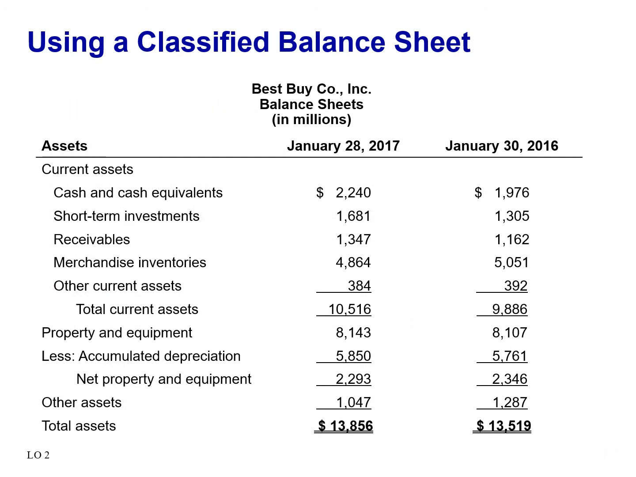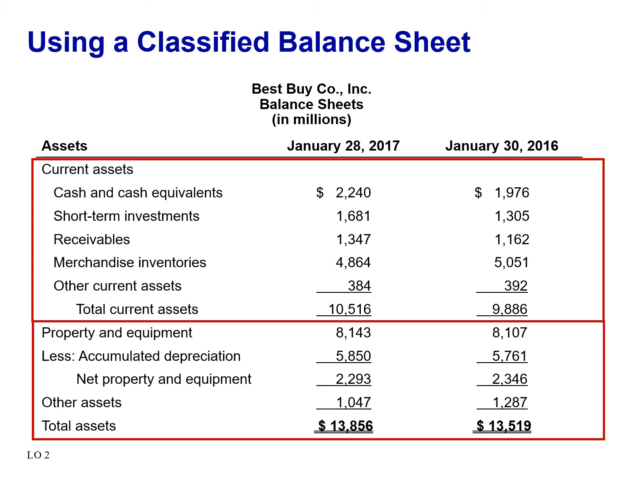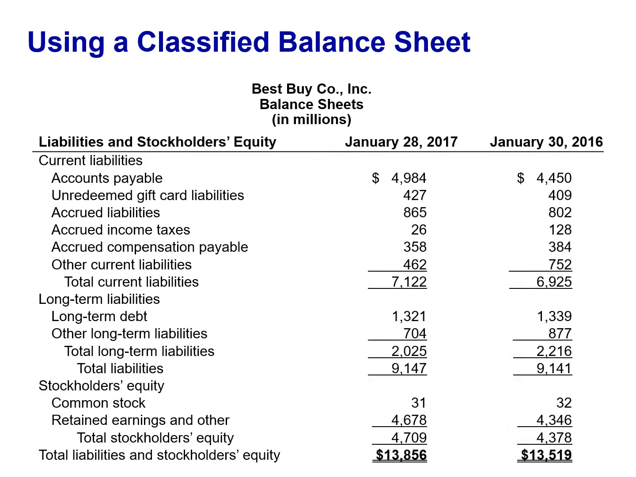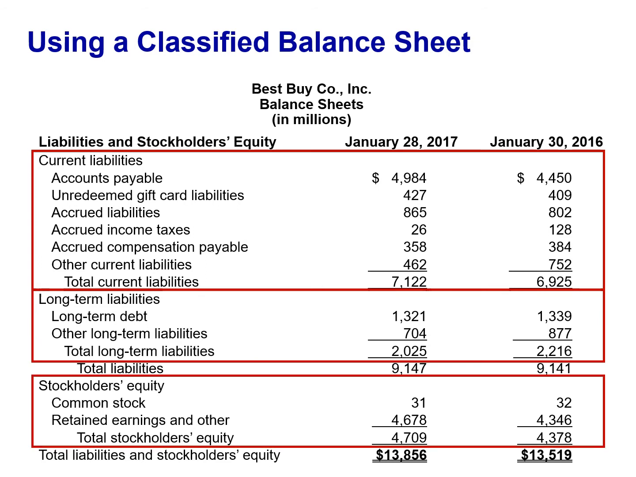Best Buy uses the following classifications. It identifies its current assets, and then it lists its property and equipment, and finally other assets. You can learn a lot about a company's financial health by evaluating the relationship between assets and liabilities. In the liability and stockholders' equity section of the balance sheet, the first grouping is current liabilities. The second grouping is our long-term liabilities. And then finally, within our stockholders' equity section, we're going to list common stock followed by retained earnings.